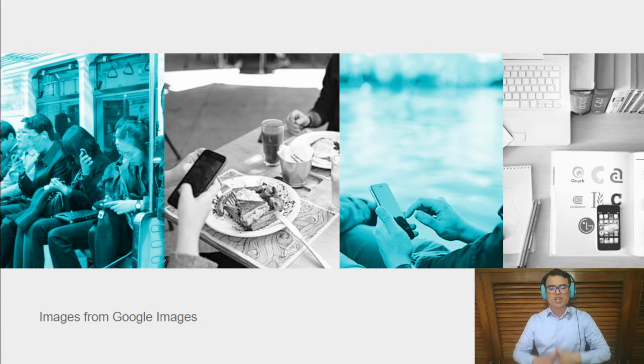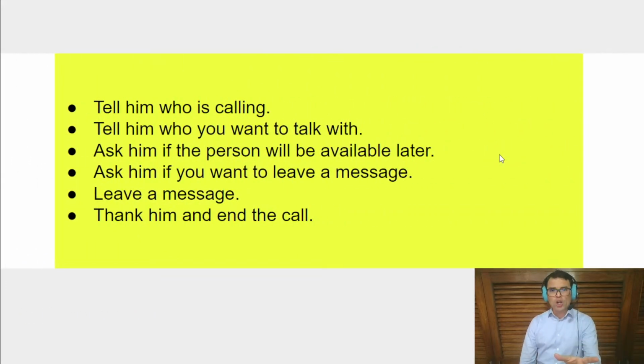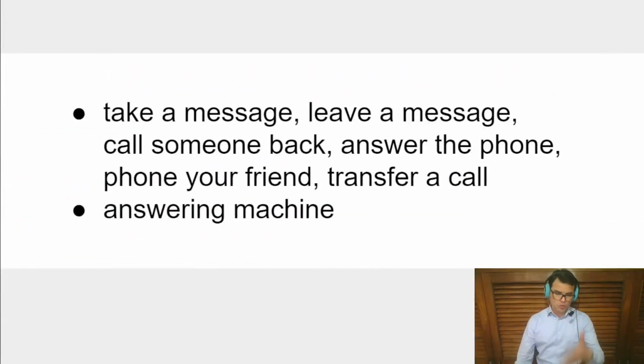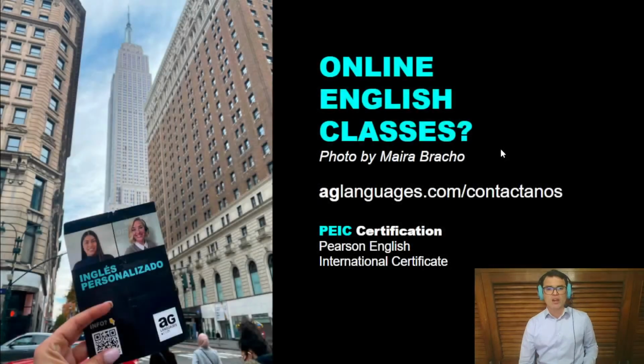So for example, here we have cards and pictures that we use for international exams. We will review that today, talking about phone calls. Then a card in order to create a conversation between two people on the phone. We will also talk about a paragraph with 167 words about how to handle phone calls in English. And we will review vocabulary about it, and we will review pronunciation also of key vocabulary using phonetic symbols taken from the Merriam-Webster dictionary.